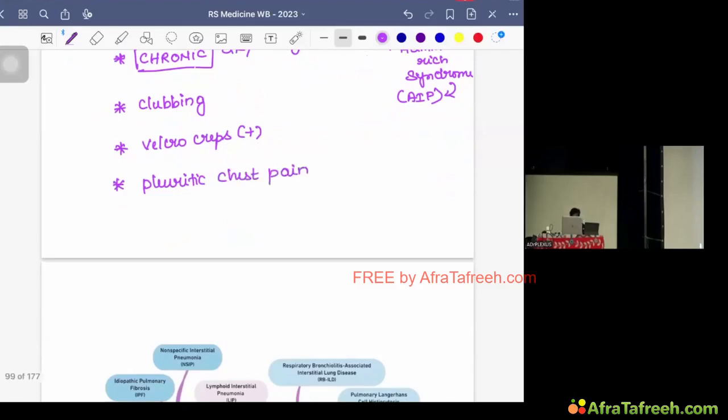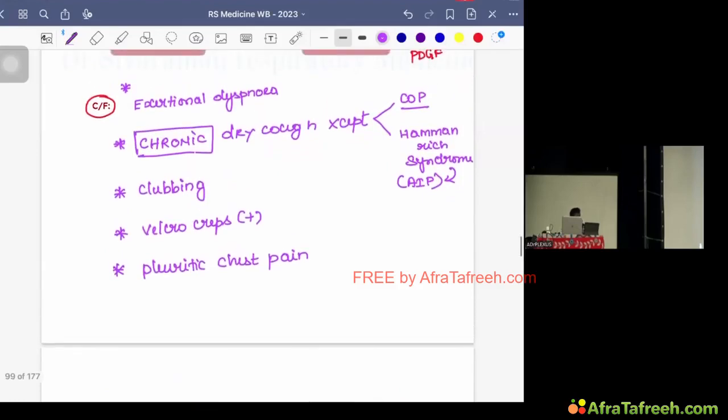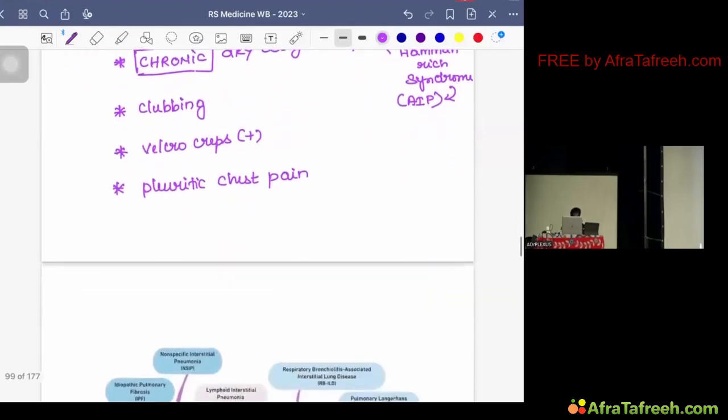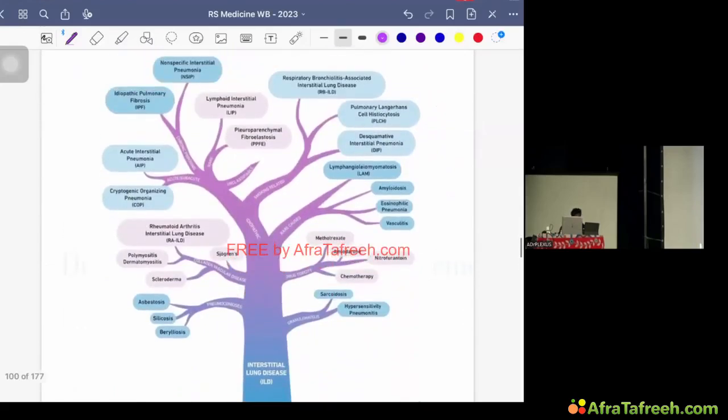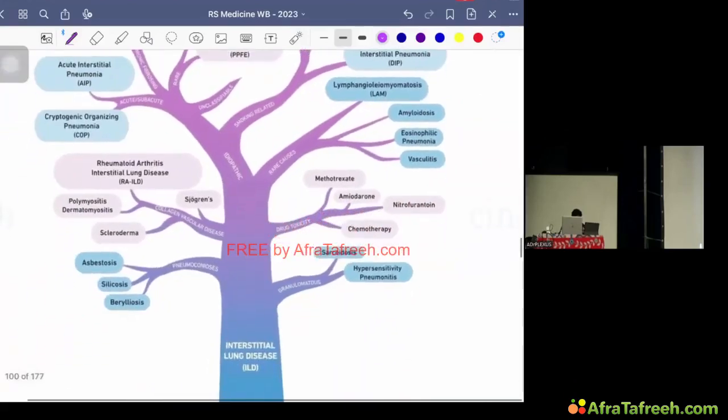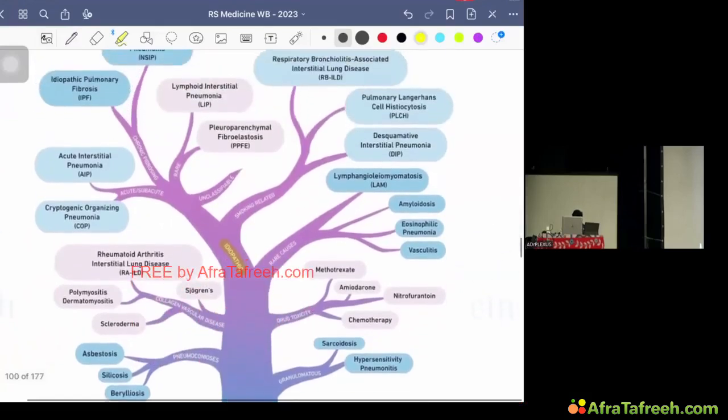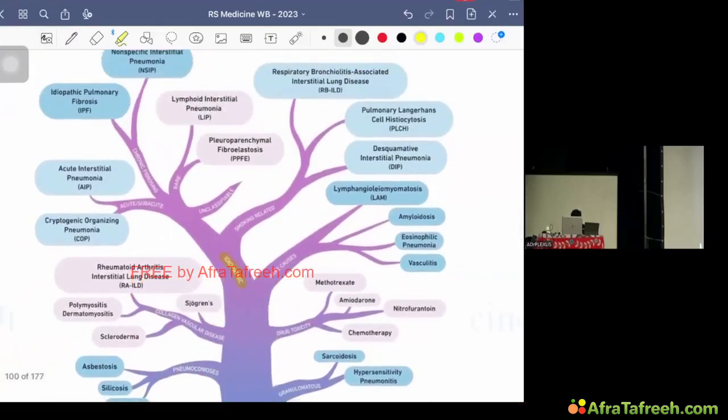Okay, pleuritic chest pain. So these are the clinical features the patient is going to present with. Whenever you classify a patient with ILD, there are different ways of classification, and this is a classification tree of ILD. This ILD usually is going to be idiopathic in nature. In idiopathic we have chronic and acute or subacute conditions.